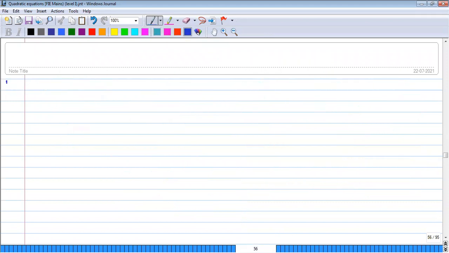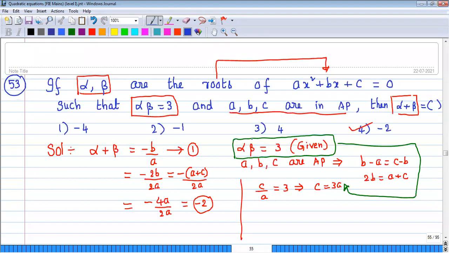Sir, 54th question. Show previous page. Yes, sir.